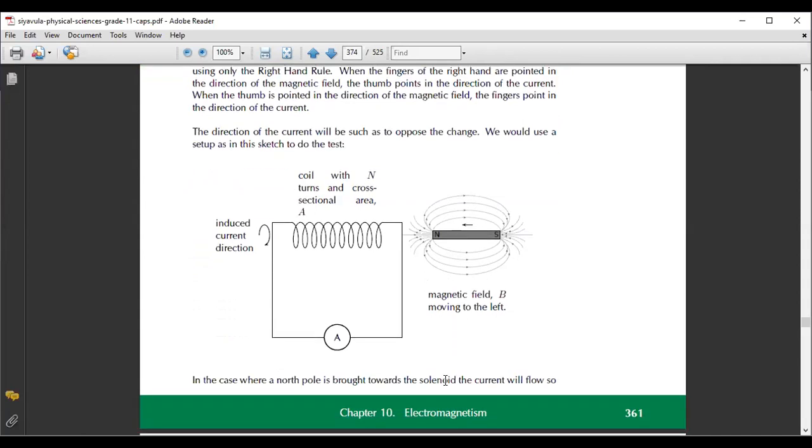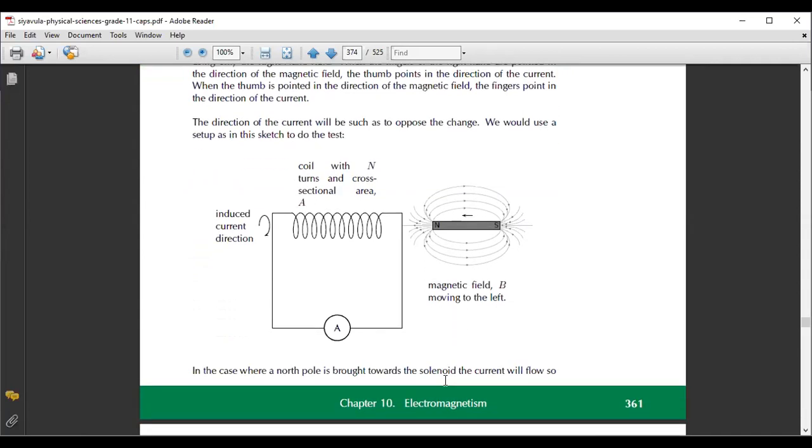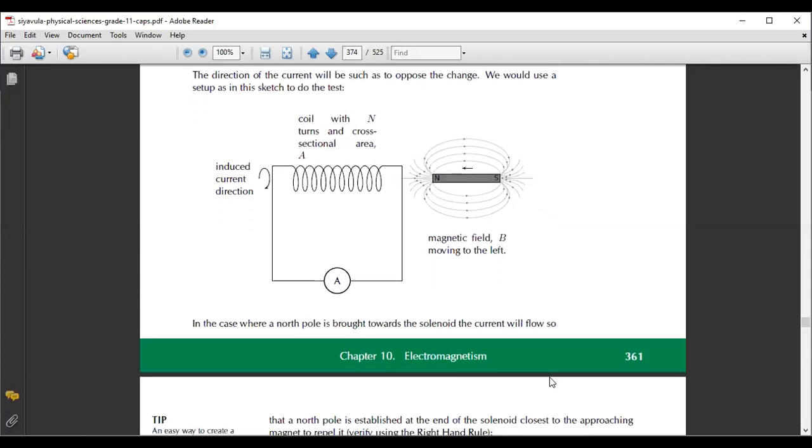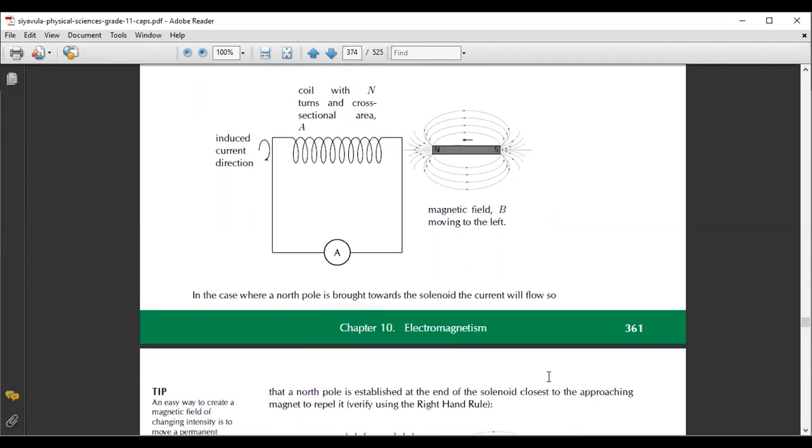So this is what we basically use: the magnetic field moving to the left and the induced current moving according to the right hand rule. If you see the direction of the field, this is the direction of the current, and if you put your right hand rule, you'll be able to see the direction of the magnetic field. In the case where the north pole is brought towards the solenoid, the current will flow so that the north pole is established at the end of the solenoid closest to the approaching magnet to repel it.